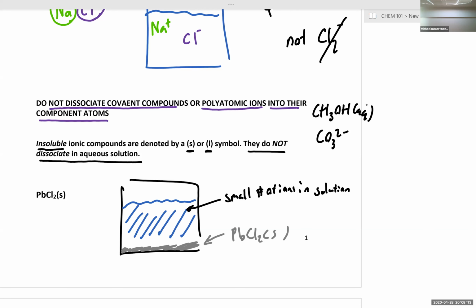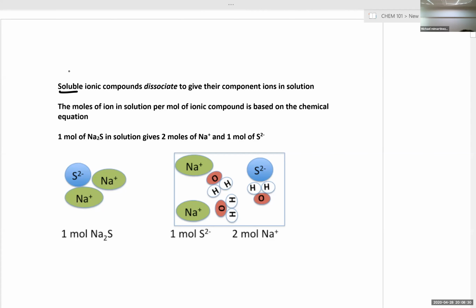So just to really hammer home this idea of ionic compound dissociation: soluble ionic compounds, remember the aqueous symbol, dissociate to give their component ions in solution. The moles of ion per mole of ionic compound is based on the chemical formula, okay? So for example, 1 mole of sodium sulfide in solution gives 2 moles of Na plus and 1 mole of sulfide.